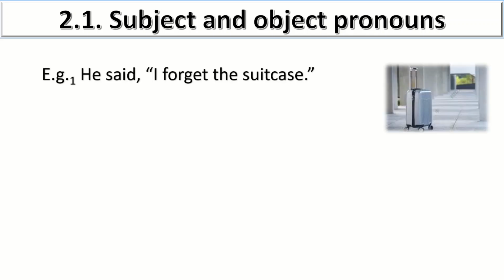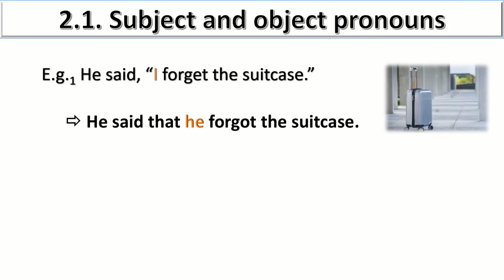Now, let's go to the subject and object pronoun changes. Look at example 1. He said, "I forget the suitcase." In this sentence, the speaker is "he." In "I forget the suitcase," the "I" in the reported speech is the speaker. So I can write this sentence like this: He said that he forgot the suitcase. Is it clear?